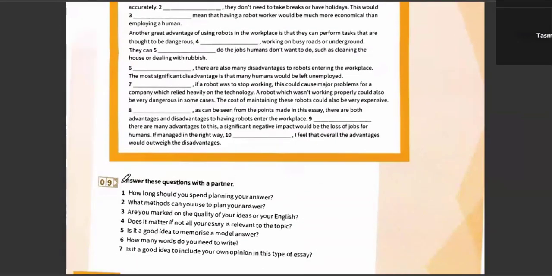I will know better if you answer these questions for me, whether you have a clear idea about the whole lesson of today or not. So let's see. For number one, how long do you think you should spend planning your answer? Now I think I should spend at least 10 minutes planning my answer. Very good. And what are the methods that you can use to plan your answer?